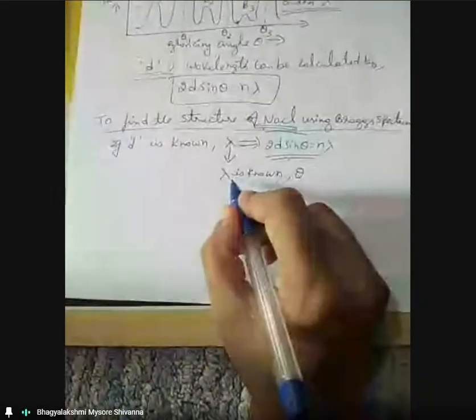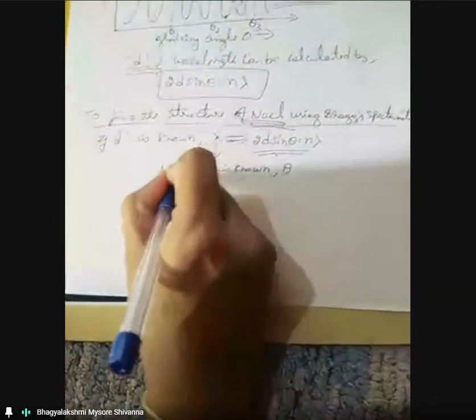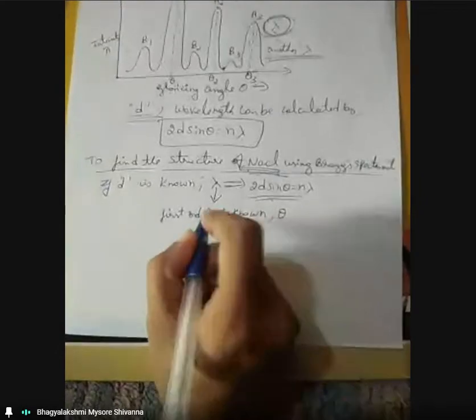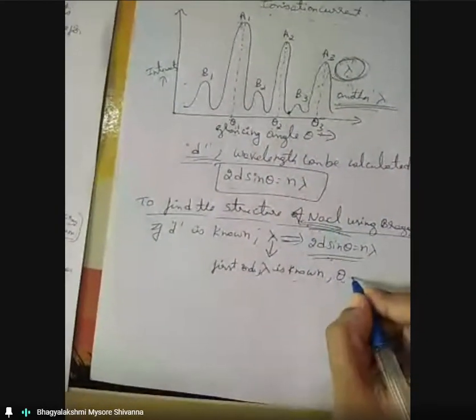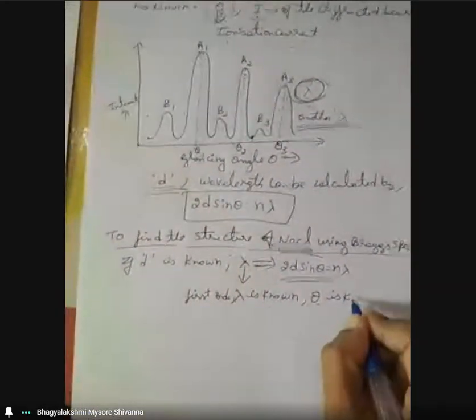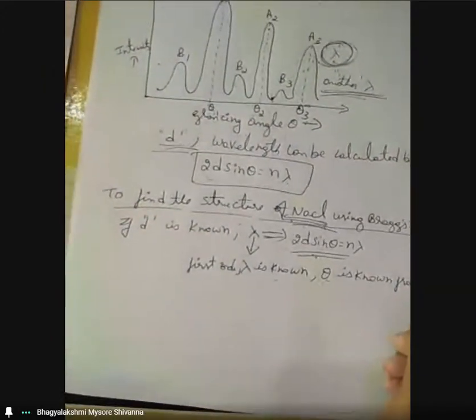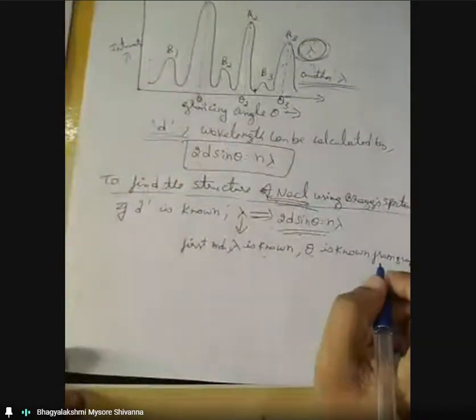So if the wavelength lambda is known for the first order, then the glancing angle theta will be known from this graph for the first order. Theta is known from the graph. Then we already know that d can be calculated.